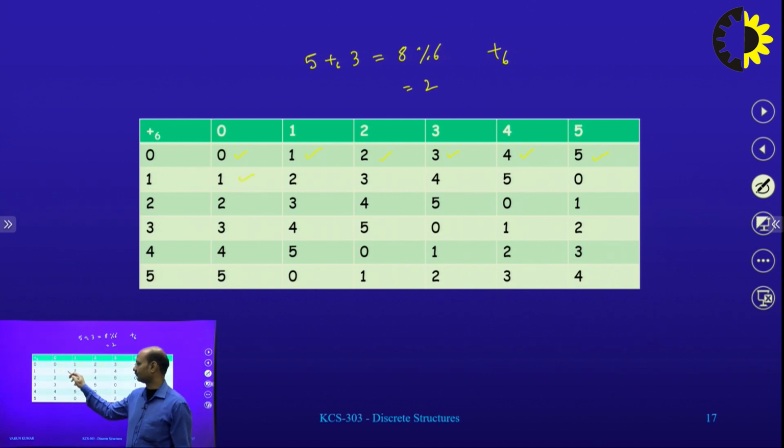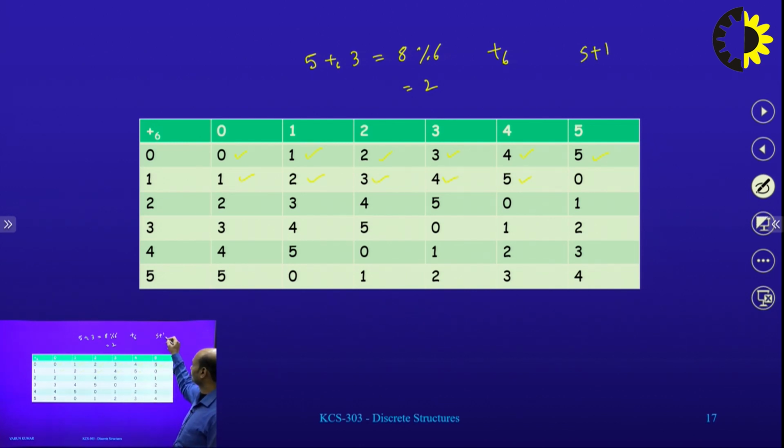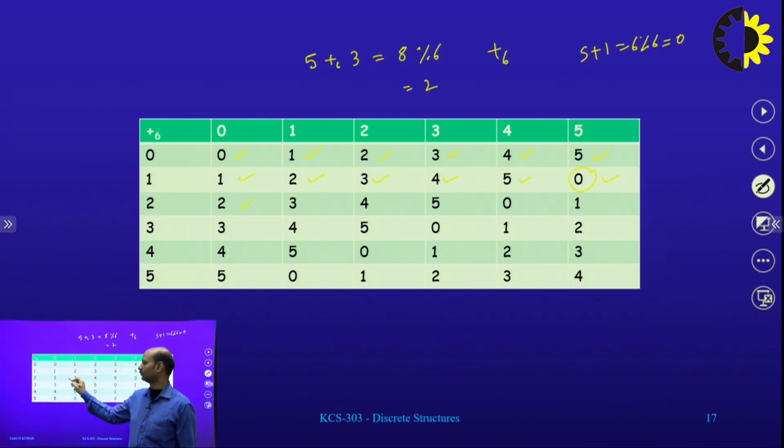Then 1 plus 0, 1, 2, 3, 4 and 5. Here is no problem. But 1 plus 5 becomes 6, and mod 6 remainder will be 0. So we write here 0. Again 2 plus 0 becomes 2, 3, 4, 5. Then 2 plus 4 becomes 6. 6 divided by 6, remainder is 0. So 0 here. Then 2 plus 5 is 7. 7 divided by 6, remainder is 1. Okay. So similarly we fill all the table's elements in a similar manner.